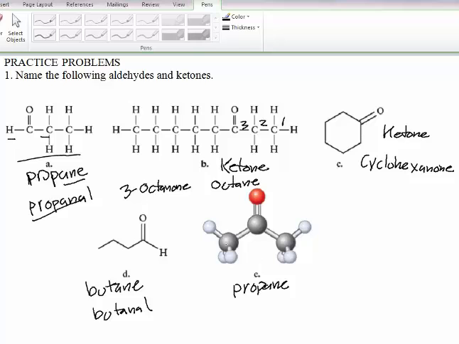And lastly, we've seen this one again before, a 3-carbon propane. We can change propane to propanone to indicate there's a ketone present, and it is on the 2nd carbon, so 2-propanone. That's how we name that one, or acetone. But if we're looking for the proper IUPAC name, that's 2-propanone.